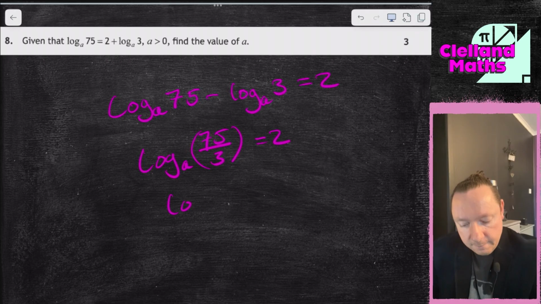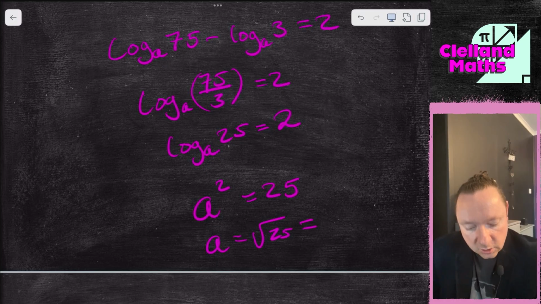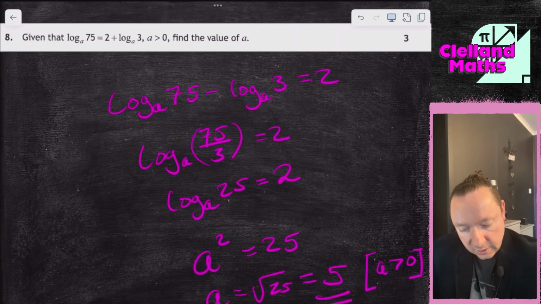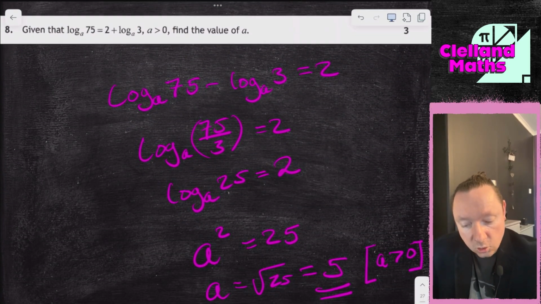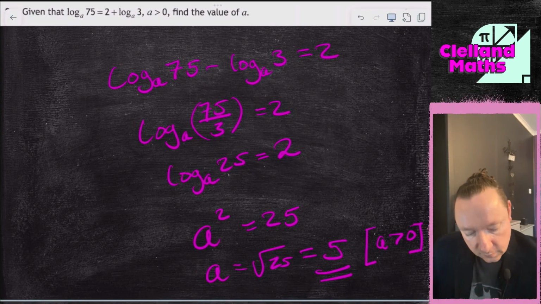Simplify. 3 25s is 75. That means that the base to the power of 2 is equal to 25. So a is the square root of 25, but just the positive square root, just 5, because a is greater than 0. It tells you in the question, but also it has to be because you don't get a negative base log anyway. And we're done there.